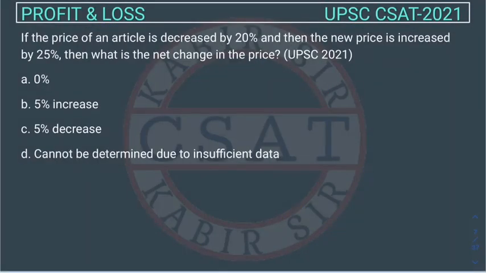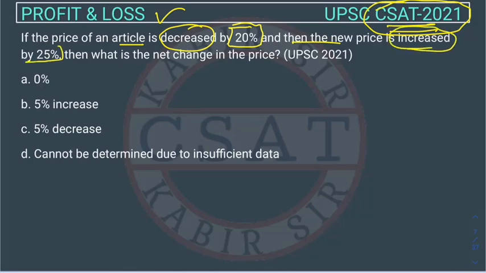This is a question of profit and loss asked in the UPSC Civil Service Examination CSAT paper 2021. The question is: if the price of an article decreased by 20%, and then the new price is increased by 25%, what is the net change in the price? This kind of question is asked many times in the UPSC exam, and it is very easy. There is no need to understand the concept of profit and loss. Simply by using the concept of percentage, you can solve this.